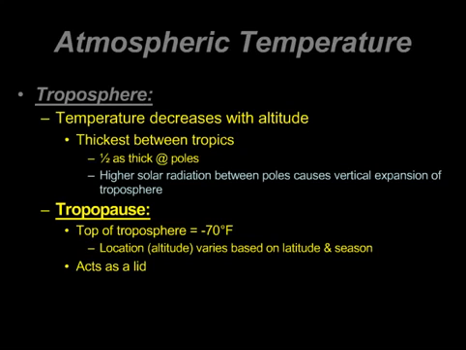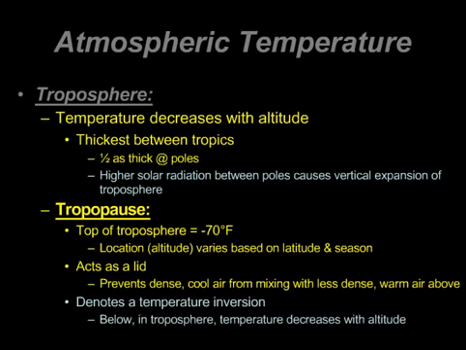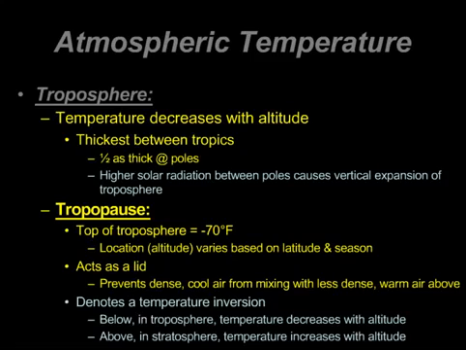The tropopause very much acts as a lid, and so that's why our weather overwhelmingly is contained in the troposphere. It's held down below by the tropopause, and it prevents that dense cool air from mixing with the less dense warm air above the troposphere. And so once again, the tropopause denotes a temperature inversion, and so in the troposphere, temperature decreases with altitude, whereas in the stratosphere, temperature once again increases with altitude.